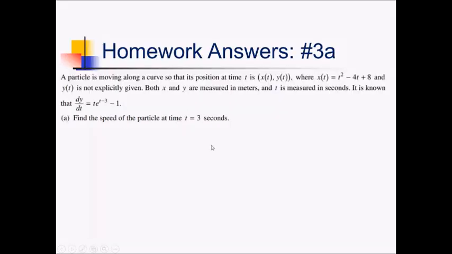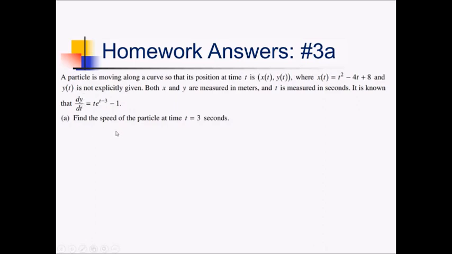For this calculator-based free response, we have a particle moving with parametric equations x of t and y of t. Here's x of t, and y of t is not explicitly given. Well, that was nice of them. So we've got meters, we've got seconds, we're probably going to have to use units on our answers, and we finally know the derivative of y. So we don't know the original y parametric, but we know y prime.